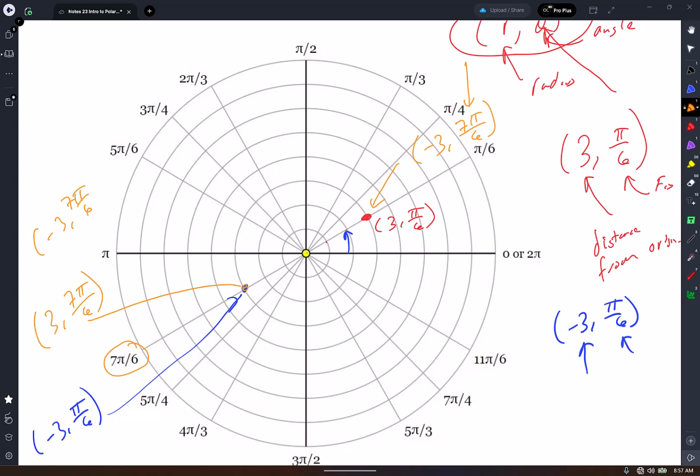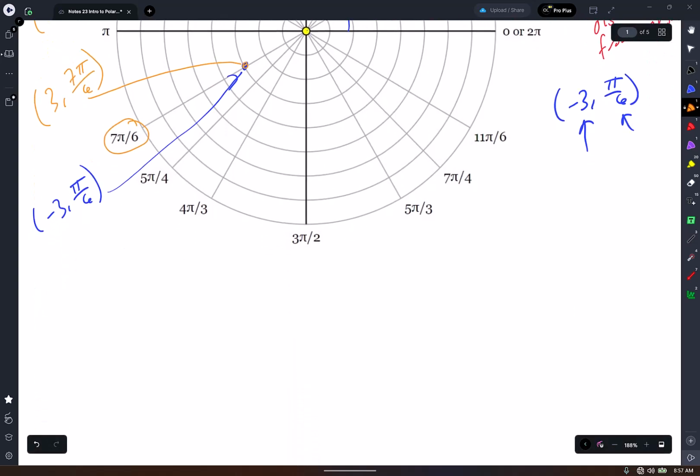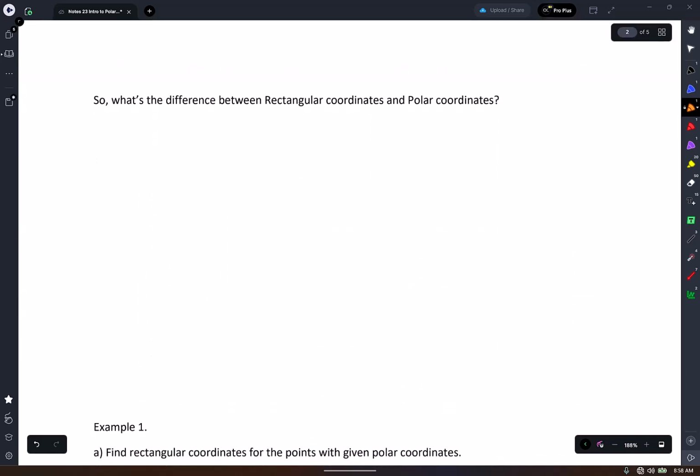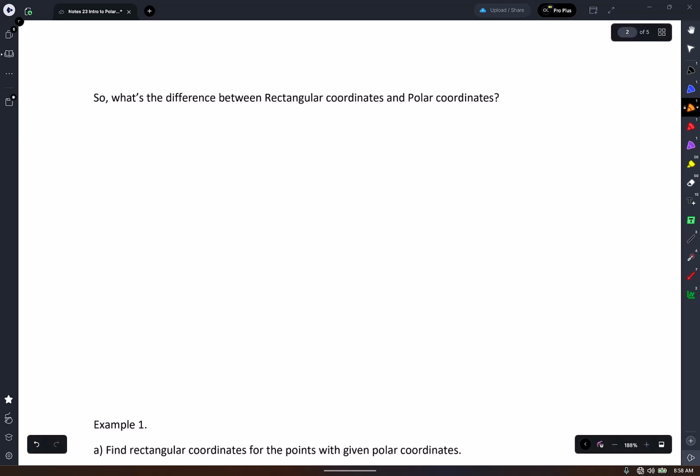Of course, this translates to an x and a y coordinate. We will talk about that now. Cool or not cool? All right, let's go to the next page. So what's the difference between rectangular coordinates and polar coordinates?